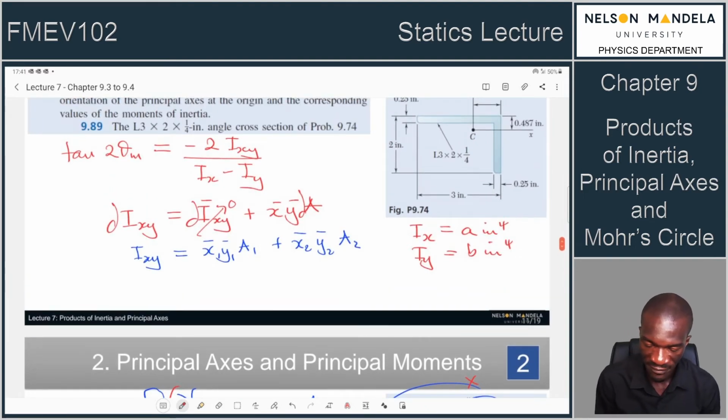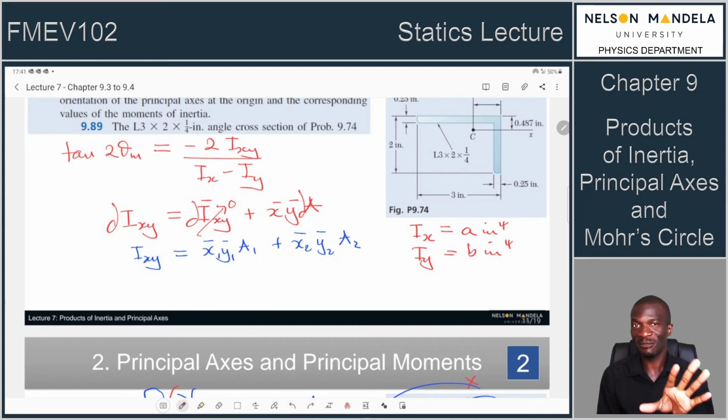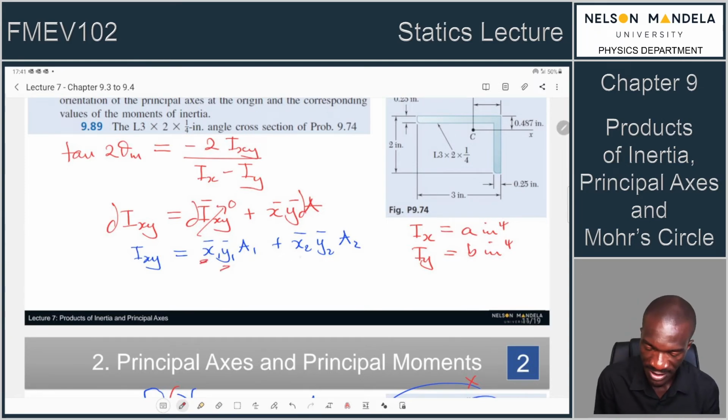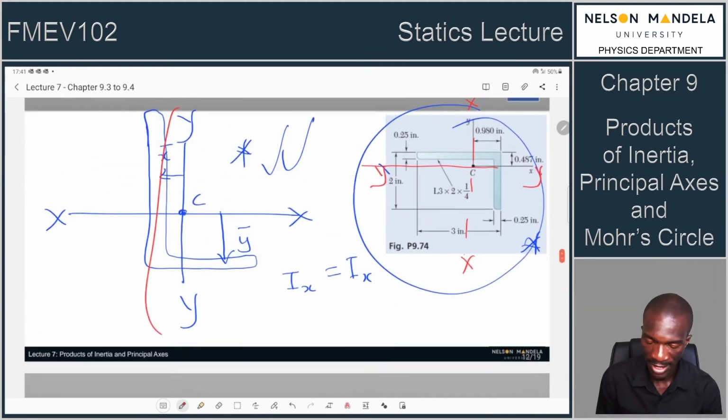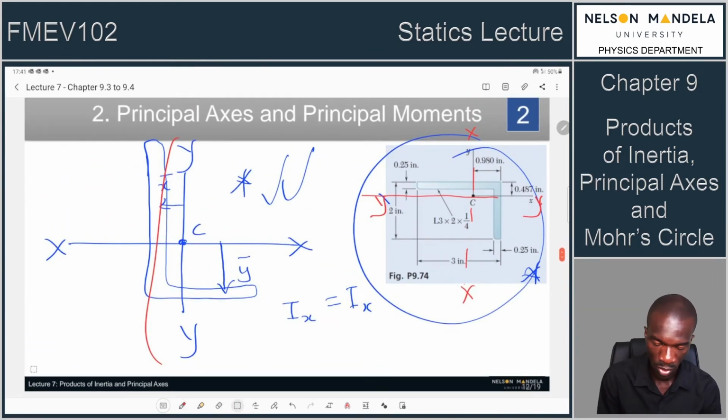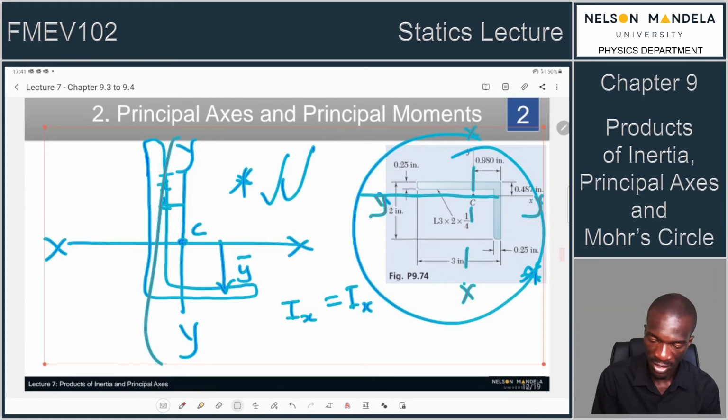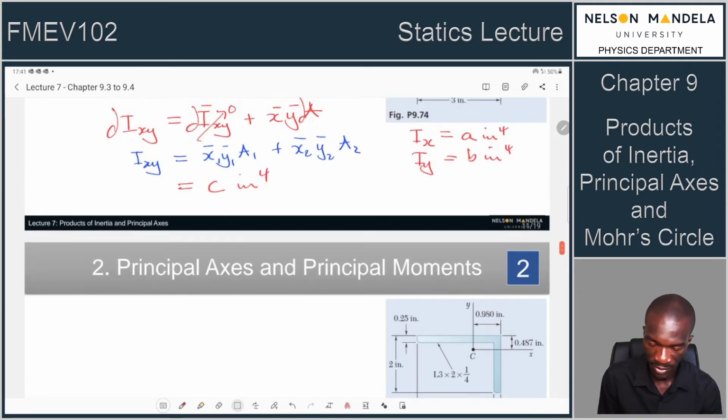So once you have found your centroids, by being careful with what we've just discussed to make sure that you are referring to the correct references to find these values, then you now have your product. Let's call it C, and it's in inches to the 4. So therefore, now for us to find our angle, let me just delete all this. For us to find our angle, then we can now say our 2 theta m.